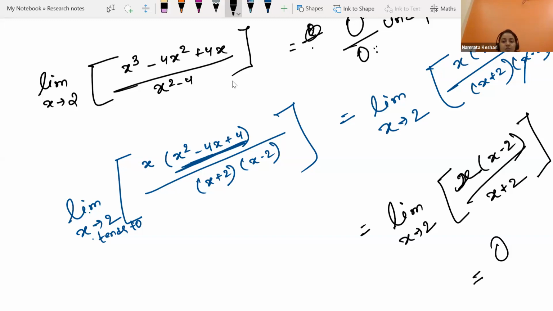Am I making sense? 0 by 4 will work, which means the answer is 0. In maths, answers can be 0 too, but 0 is not allowed in the denominator. Am I making sense to both of you? Yes, ma'am. So if x is approaching 2, which number is y approaching? y is approaching 0. Okay, if you want to check the graph of this one for your understanding, I'll be showing you the graph.